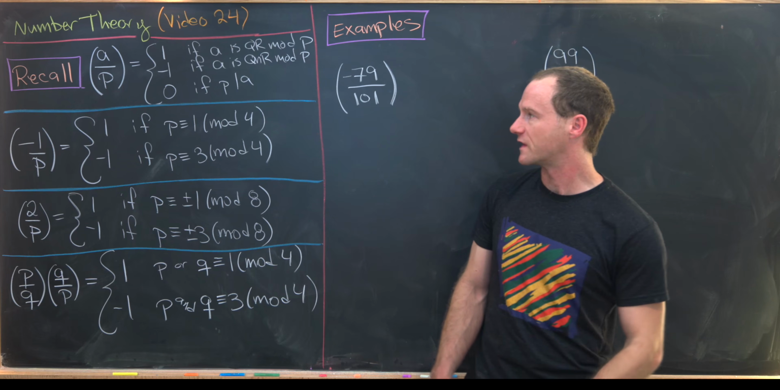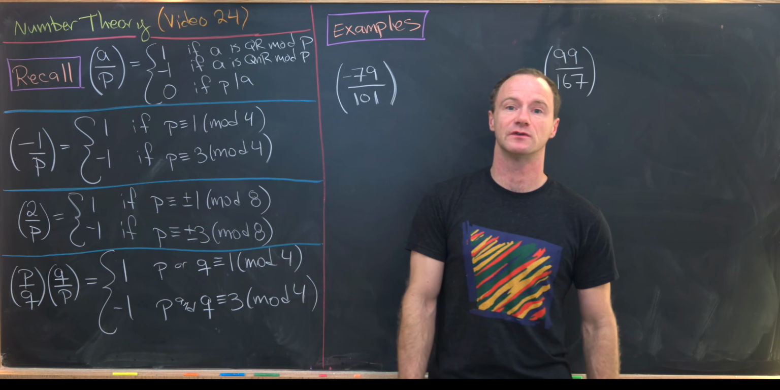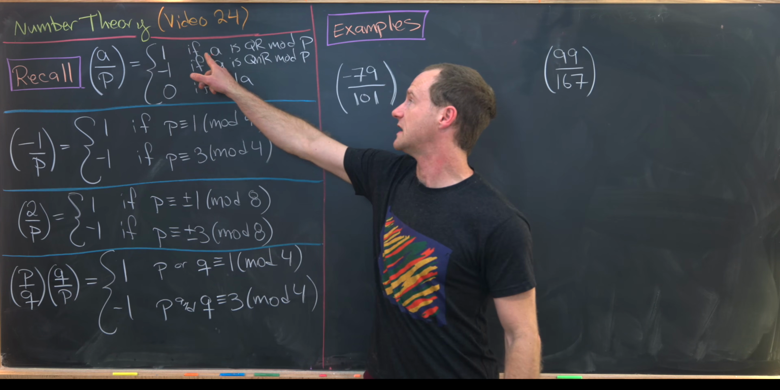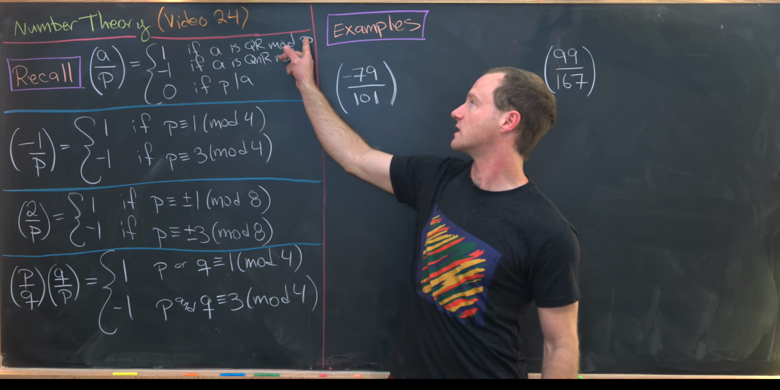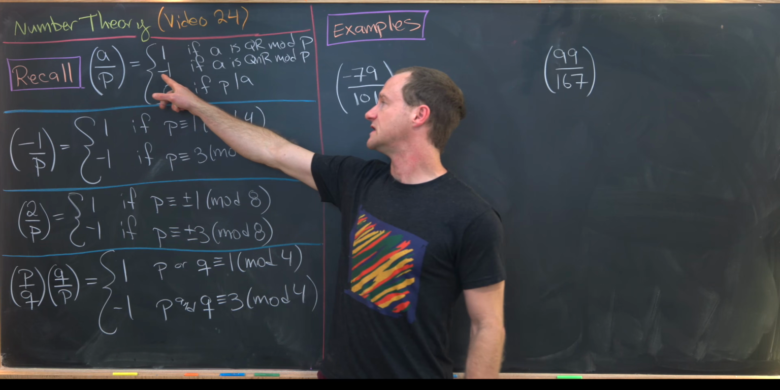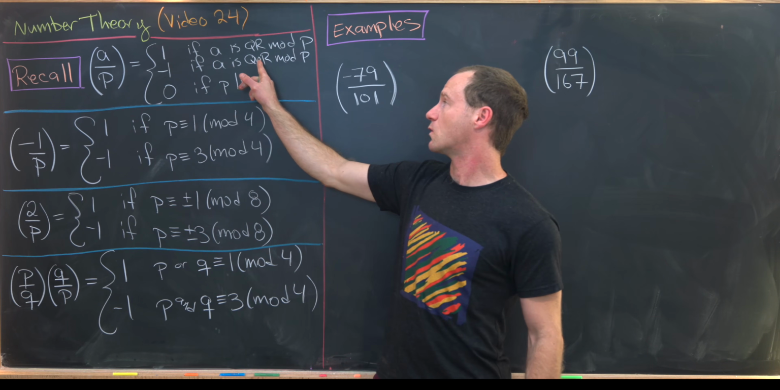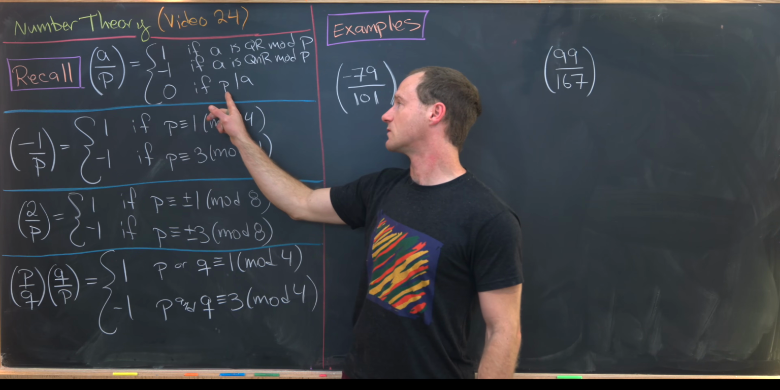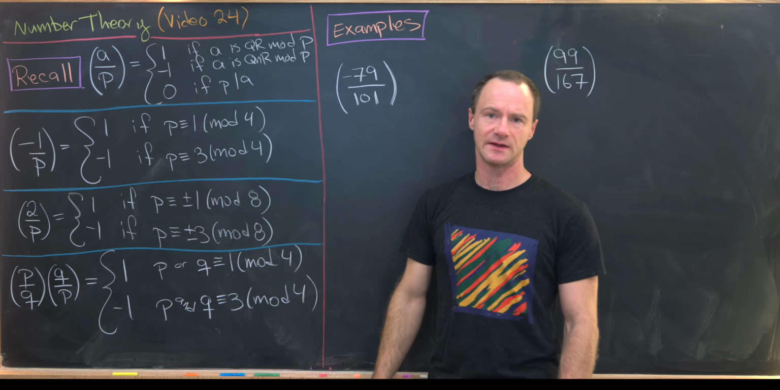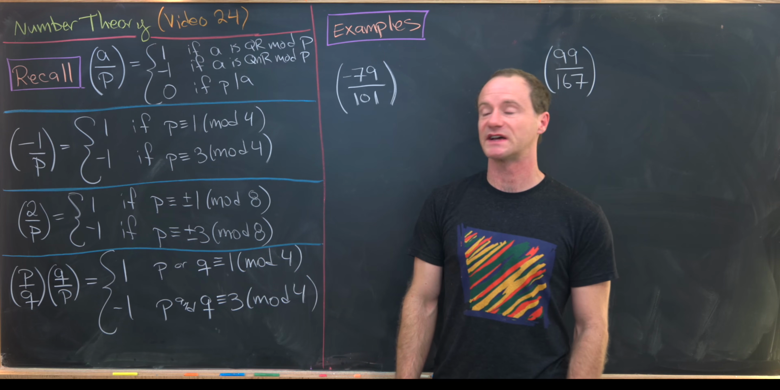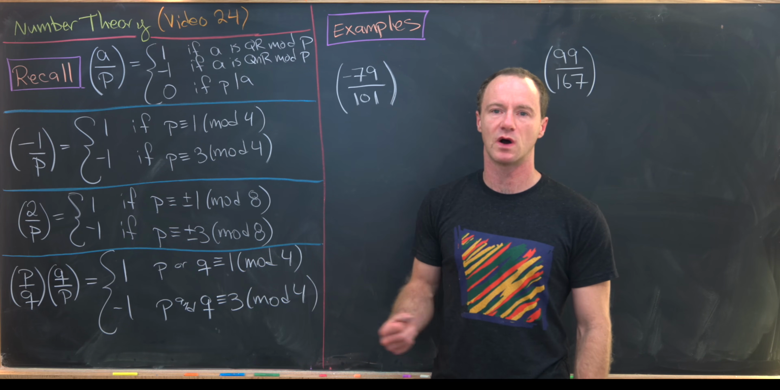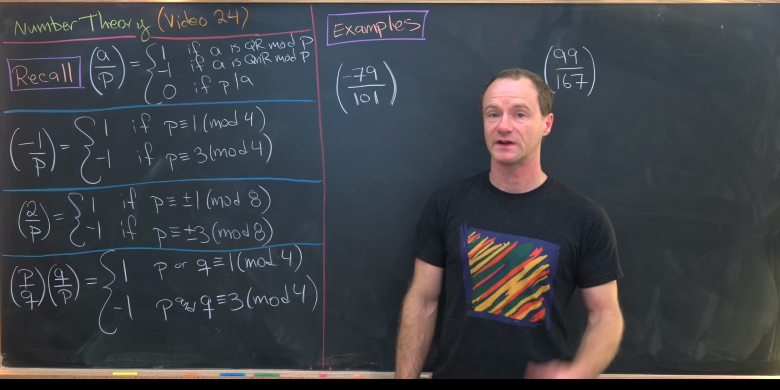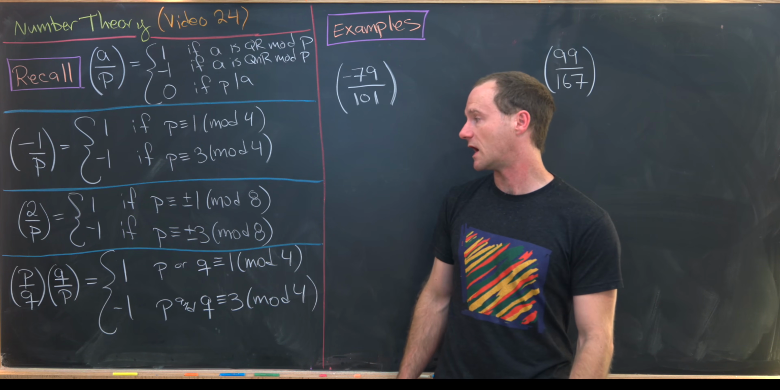So let's just recall the definition of the Legendre symbol first. A by P is equal to 1 if A is a quadratic residue mod P. It's equal to -1 if A is a quadratic non-residue mod P. And it's equal to 0 if P divides A. I'll let you look up the precise definition of quadratic residue and non-residue, but it essentially has something to do with being a perfect square mod P or not.